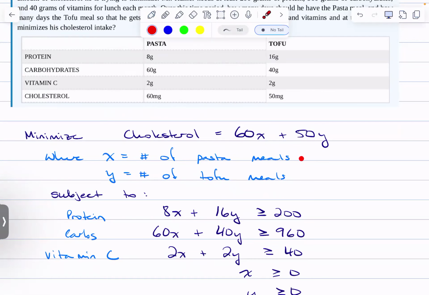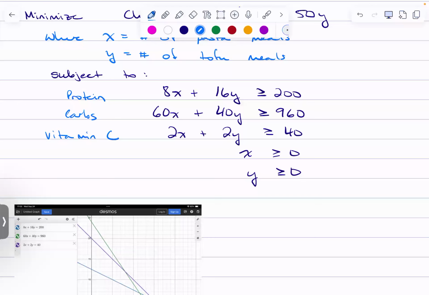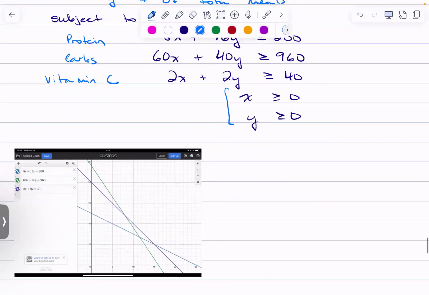You can't have a negative number of meals, but you're allowed to have 0 of one of these, or I guess both, technically. That would minimize your cholesterol, but I don't think it's in the feasible set though. We can't have negative meals.